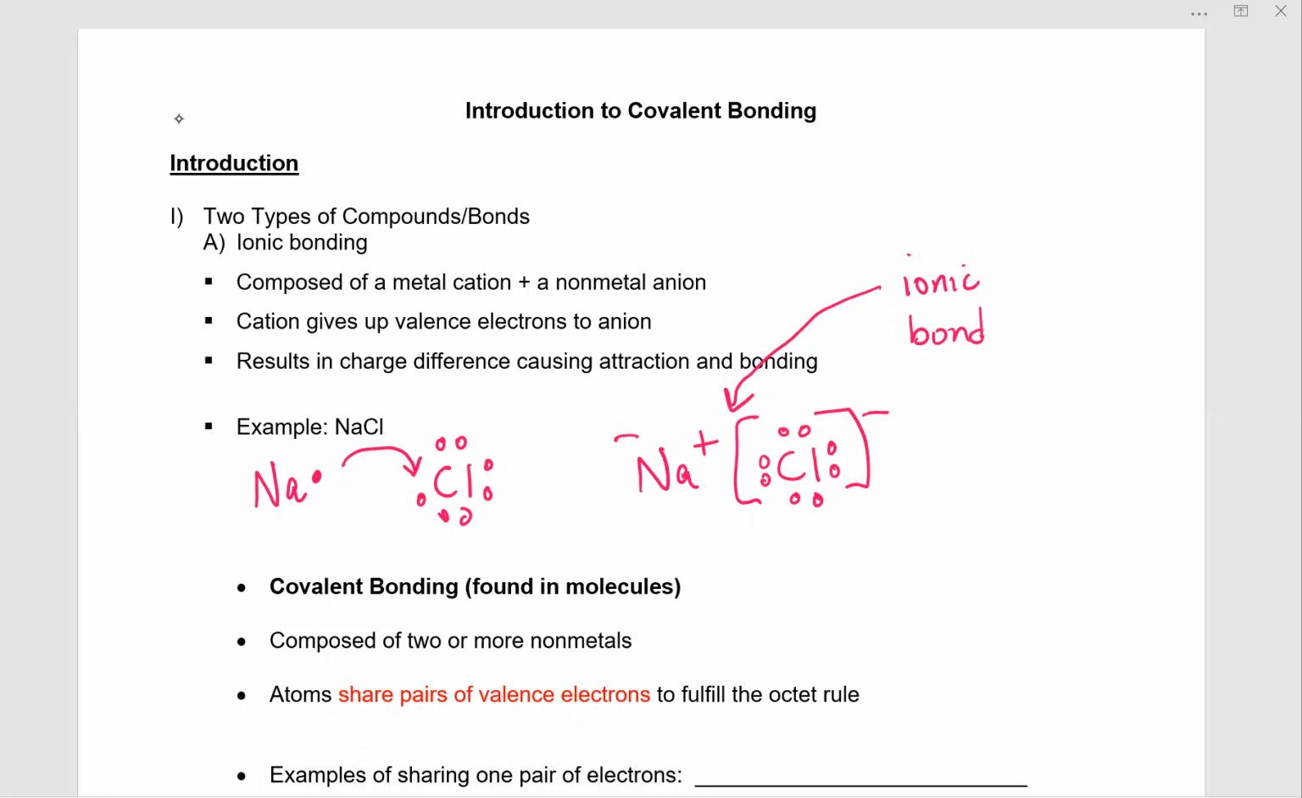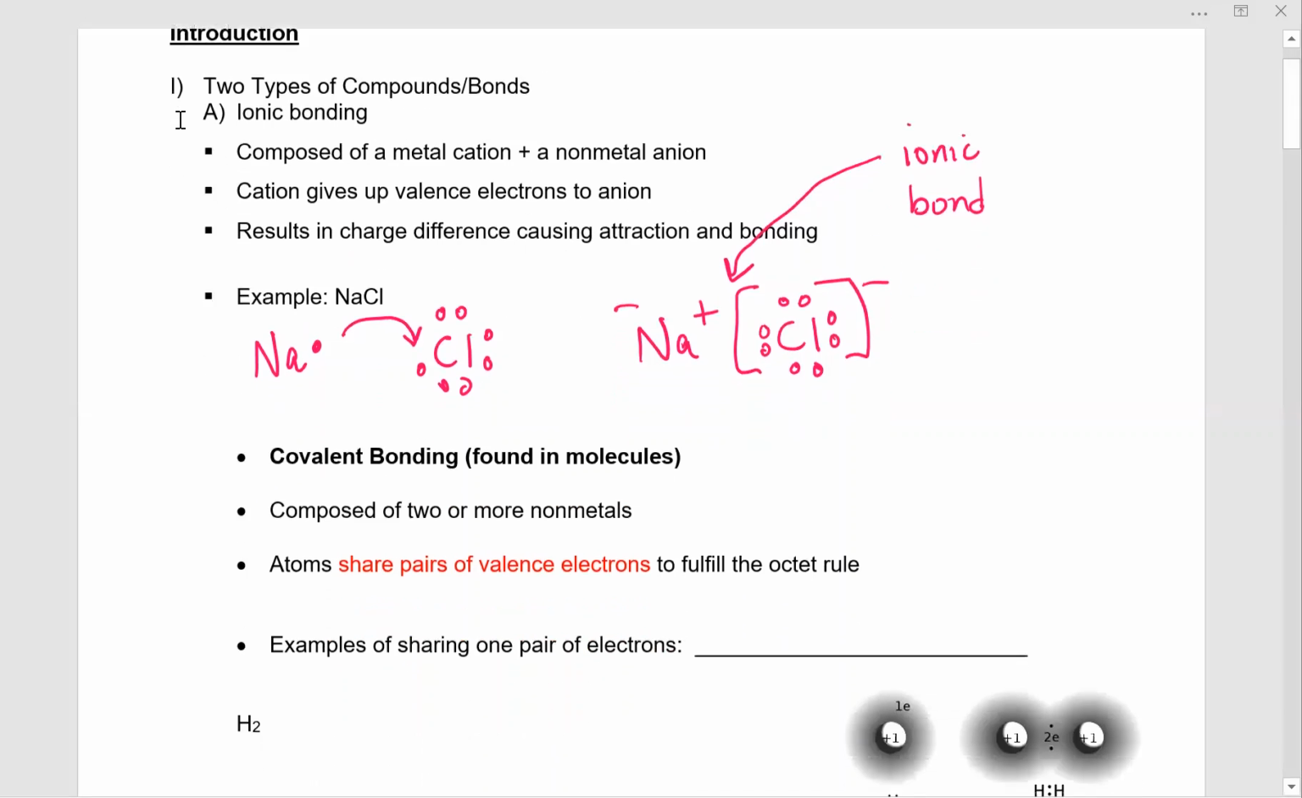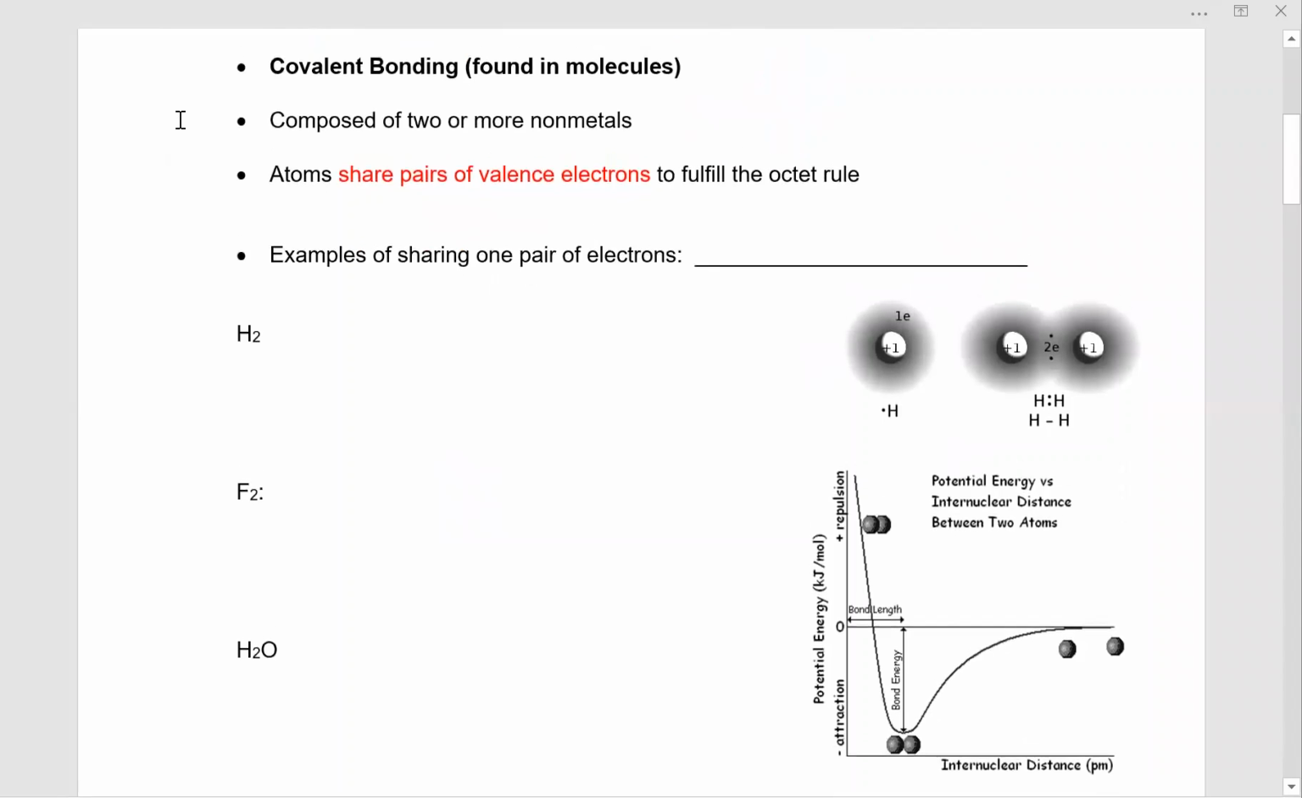So we've done that. You've learned how to name compounds. Now we're going to be moving on to covalent bonding. This is found in molecules. So covalent bonding, these are composed of 2 or more nonmetals. In this case, atoms share pairs of valence electrons to fulfill the octet rule. Examples of sharing one pair of electrons, these are all single bonds, okay? So they're sharing a single pair of electrons. I'm going to keep saying the word pair. You're going to get really tired of seeing it.